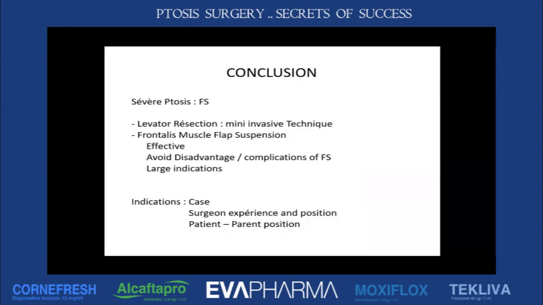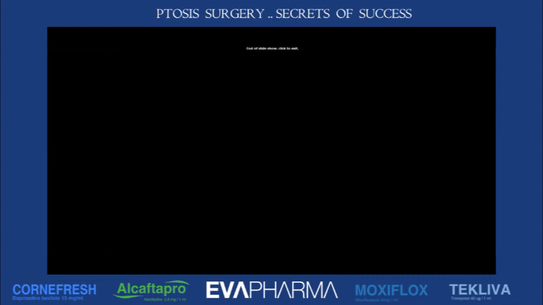Next, please. So in conclusion, in severe ptosis, frontalis suspension is still the basic technique, but in our current practice, we prefer levator resection with a mini-invasive technique and the frontalis muscle flap, which can be combined, which is effective and avoids the disadvantages and complications of frontalis suspension. But of course, it depends on the case and on the experience of the surgeon, and the patient's position and the parents' position. And thank you very much, and sorry for this problem of connection.